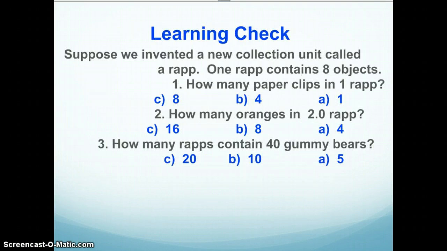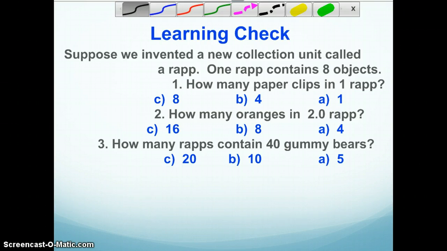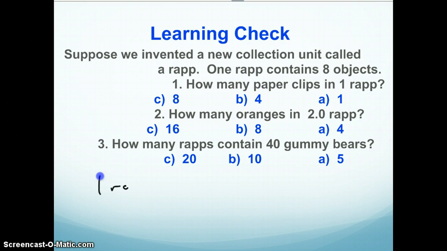All right, so one way to remove some of the intimidation is to put Avogadro's number aside for a minute and look at the way we use units in everyday life. So if we have a unit called a wrap and it contains 8 objects, we would be able to answer the question, how many paper clips in one wrap? If we were writing this as a conversion factor, we would write 1 wrap equals 8 objects.